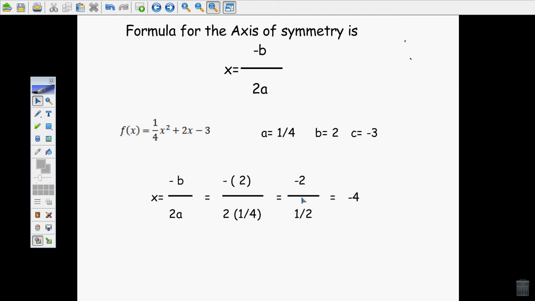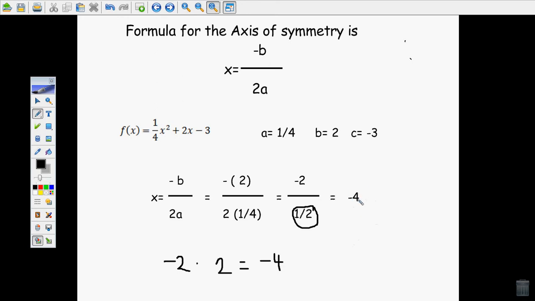And then we take the numerator over the denominator. Remember what happens is you go -2 times the reciprocal of the denominator. So you're going to take this denominator and flip it and make it 2/1 or just 2. And so that's how we got -4, because -2 times the reciprocal of 1/2 is 2. Therefore, -2 times 2 is -4. And that's how they got the axis of symmetry to be -4.